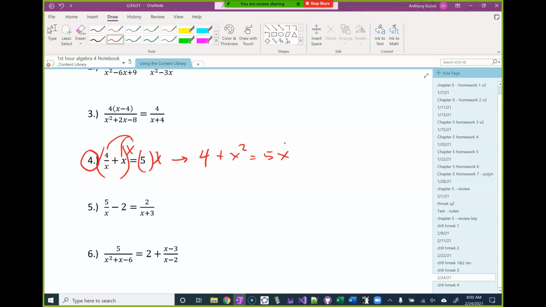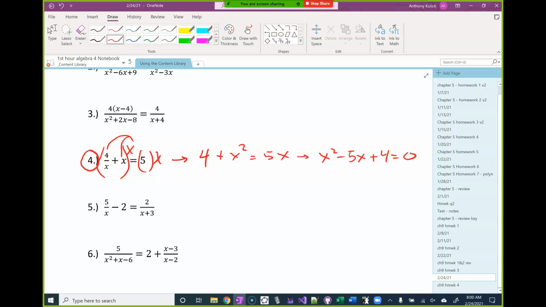Okay, so what I'm left with here is a quadratic. To solve this, I'm going to get everything onto one side. So I'll subtract 5x from both sides, and I rewrote it so that it's in that standard form. Still doing okay, Leo?